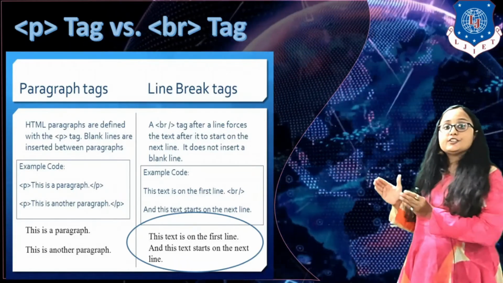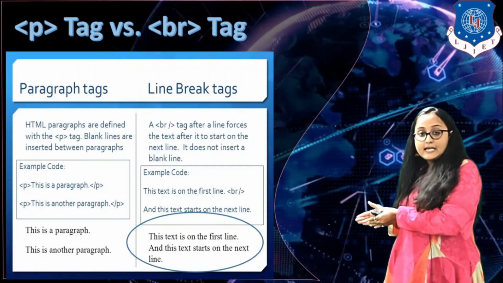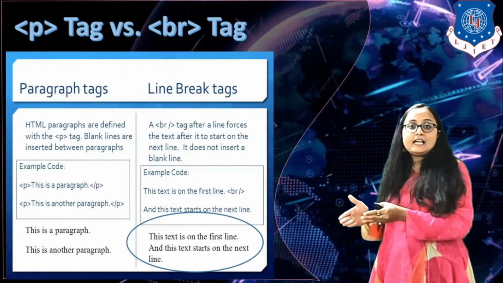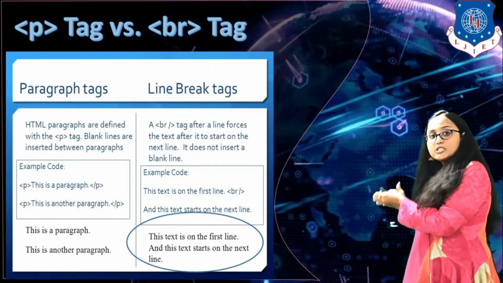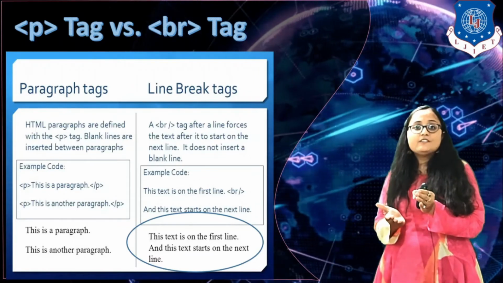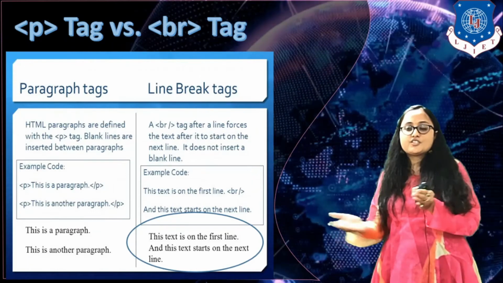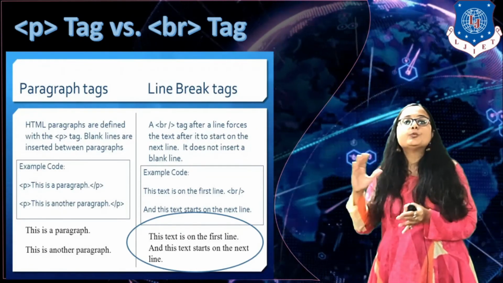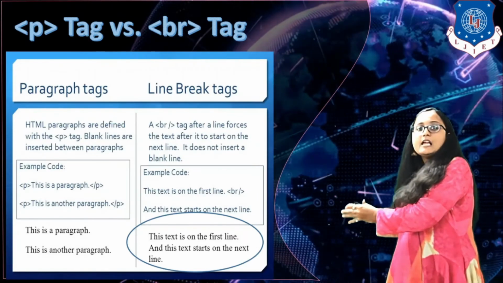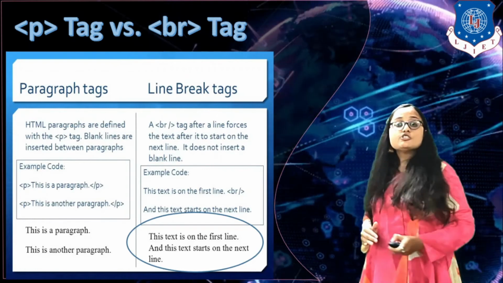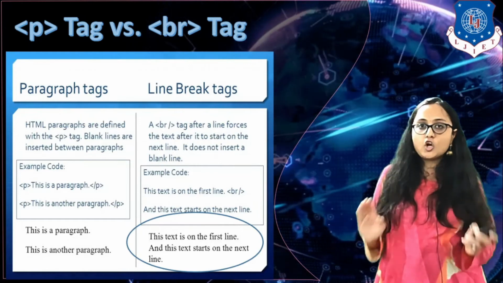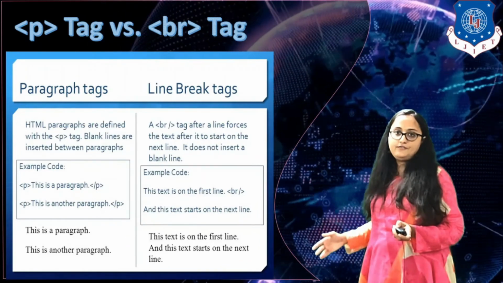So this is the basic difference between a P tag and a BR tag: whenever you use a paragraph tag, an empty line is added by default, whereas a break tag is strictly for breaking the line and your next line starts immediately after the first line. No empty line is added in between. So this is the syntactical difference and the output difference between the P tag and the BR tag. So use them very wisely. Do not use them interchangeably. That is not at all recommended while structuring your web page.